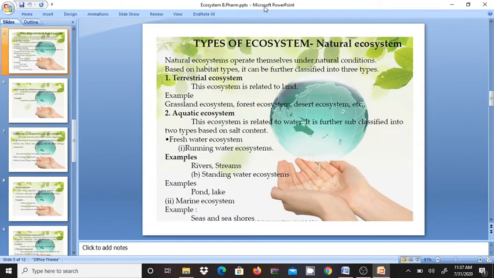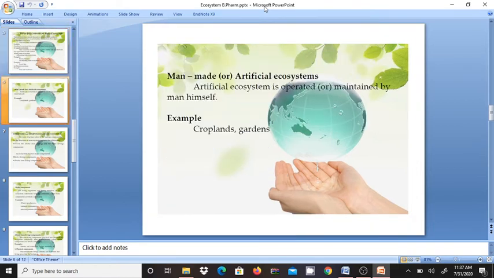So types of ecosystem: there are three types of ecosystem. One is the terrestrial ecosystem, which relates to land. For example, grassland and forest ecosystem. Then the aquatic ecosystem, under which there is the freshwater ecosystem, which we can divide into running water ecosystem and standing water ecosystem. Another one is the marine ecosystem, for example seas and sea shores, etc. Another type of ecosystem is the man-made or artificial ecosystem, which is operated and maintained by human beings. For example, croplands, gardens, etc.